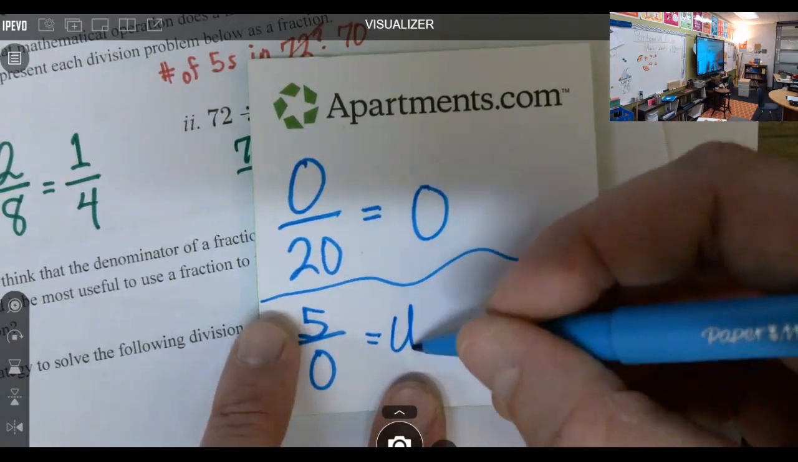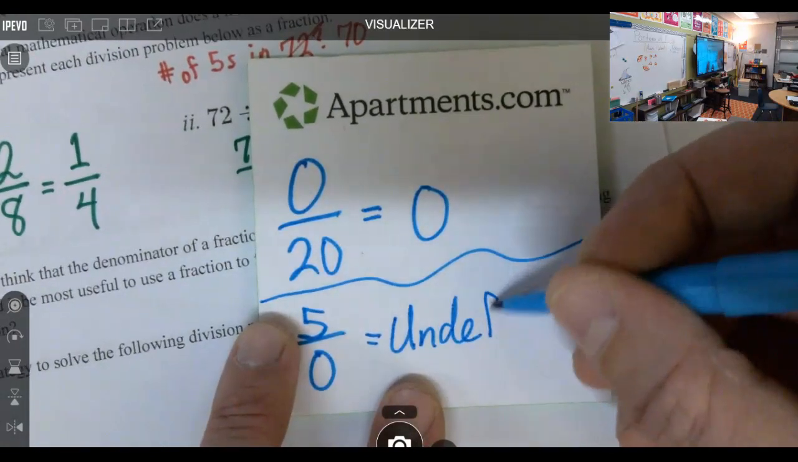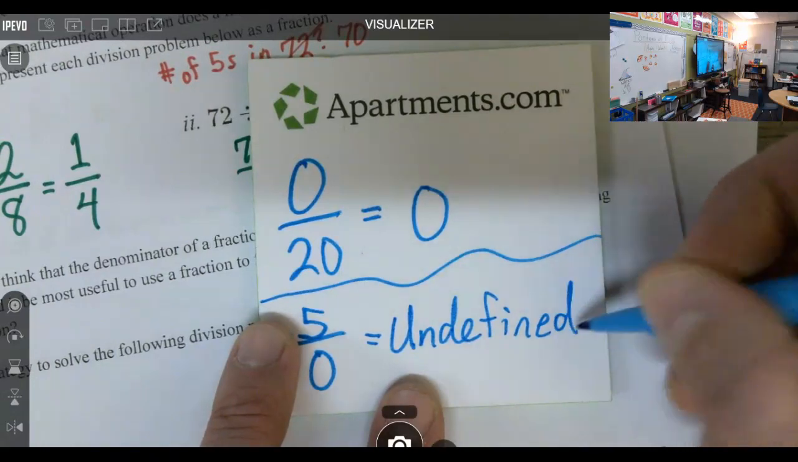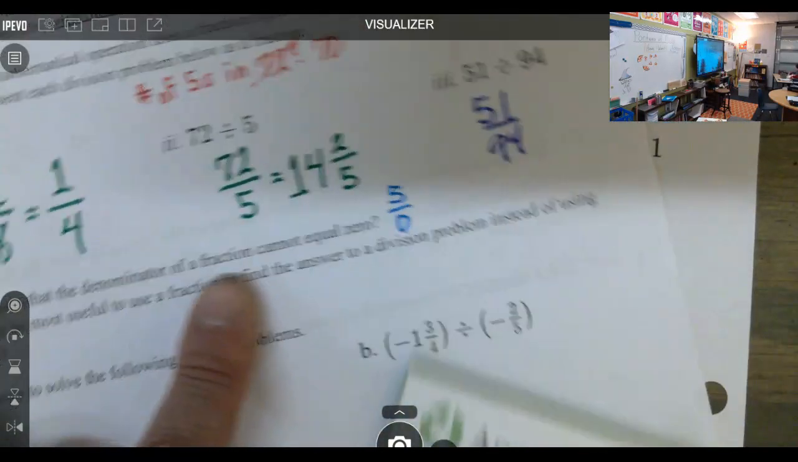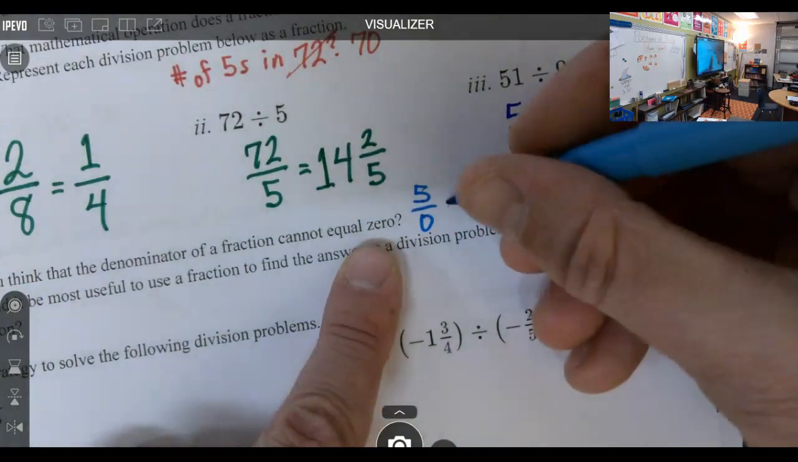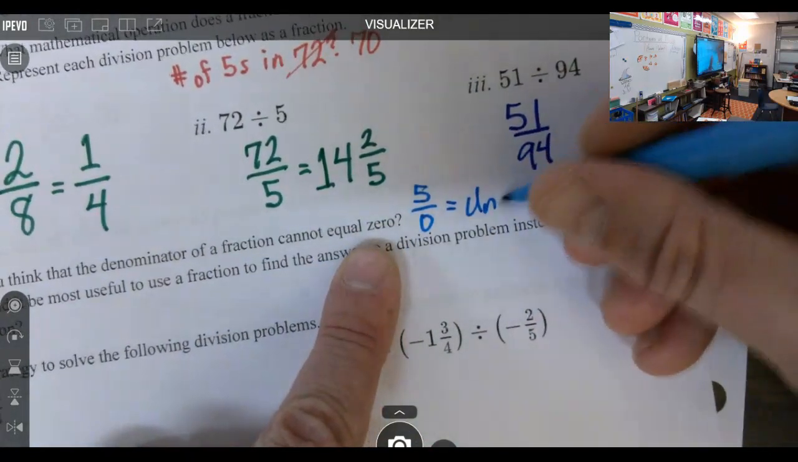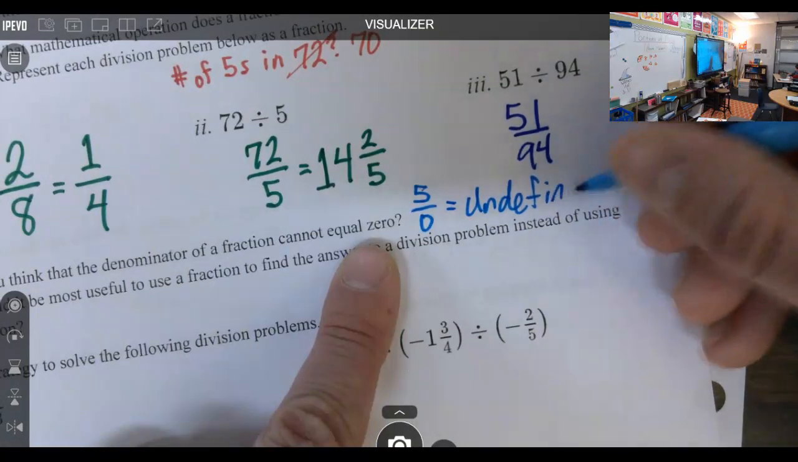This is what we call undefined. And you could write that in your graph paper if you want, or off to the side of this right here. Division by 0 is what we call undefined. It literally is not possible.